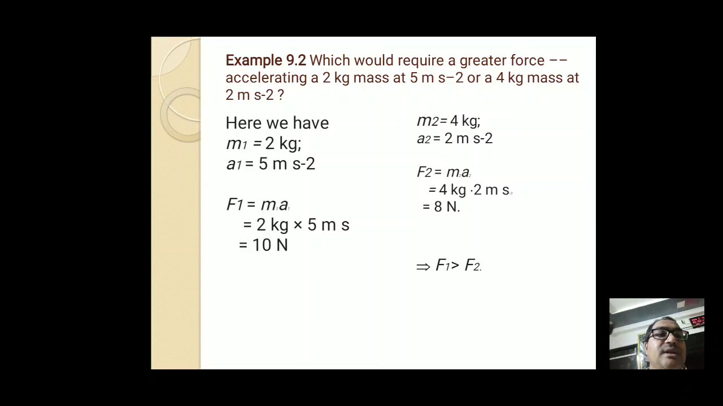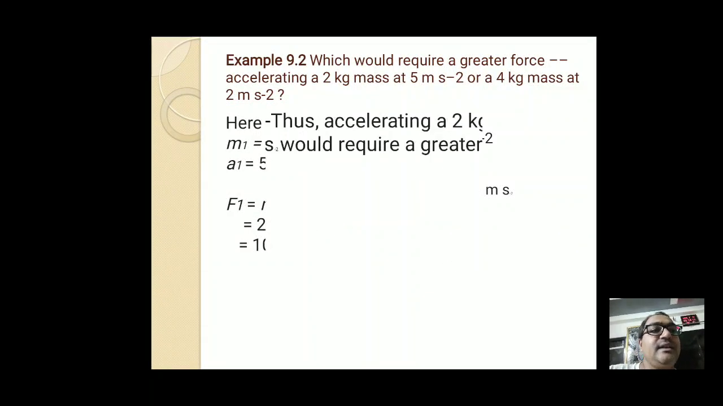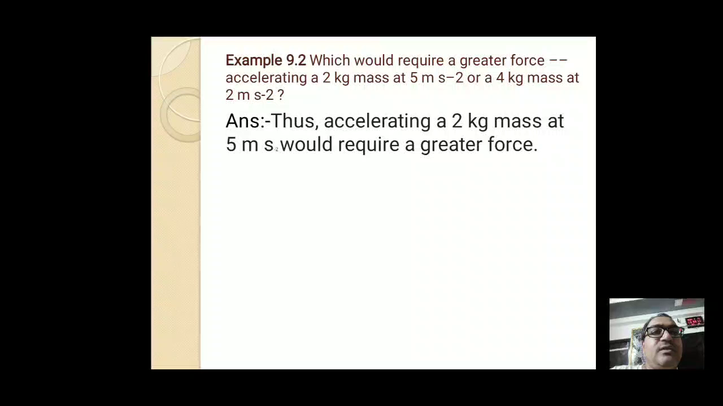Now students, you can compare here. F1 is equal to 10 Newton and F2 is equal to 8 Newton. So which force is greater? Of course F1 is greater. So what would be our answer? Which would require a greater force? Of course F1. So the first case will require the greater force. So you can write this answer.